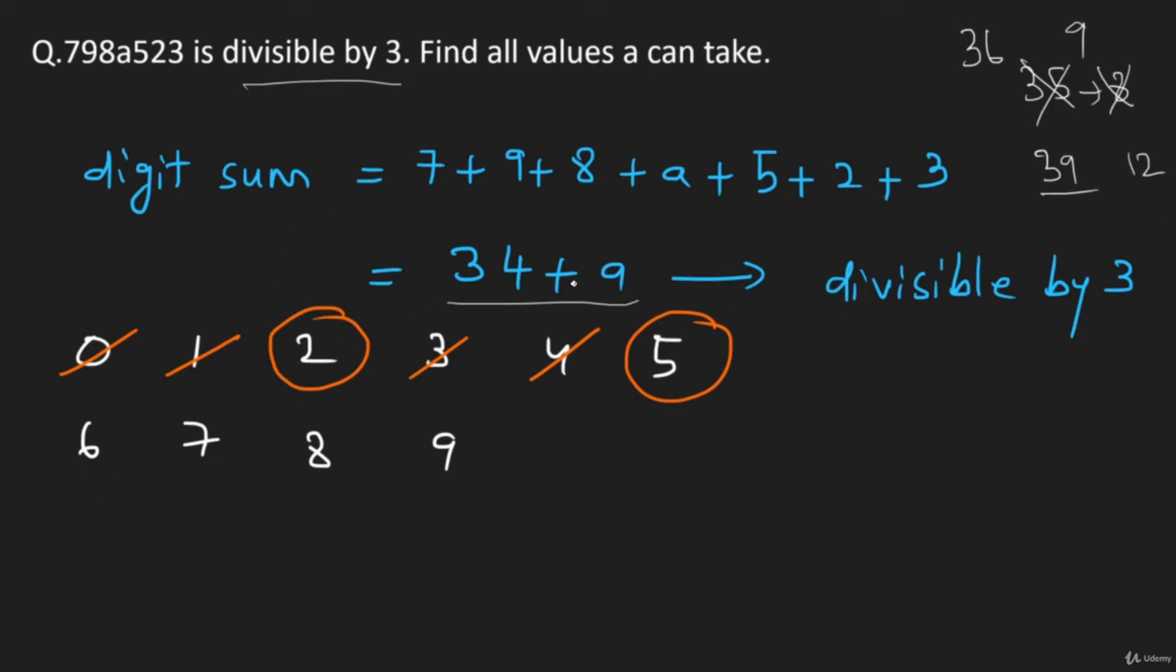40 is not divisible by 3, right? Similarly, 34 plus 7 is 41. 41 is not divisible by 3. 34 plus 8 is 42. 42 is divisible by 3, and 34 plus 9 is 43. 43 is not divisible by 3. Therefore, the possible values that A can take are 2, 5 and 8.